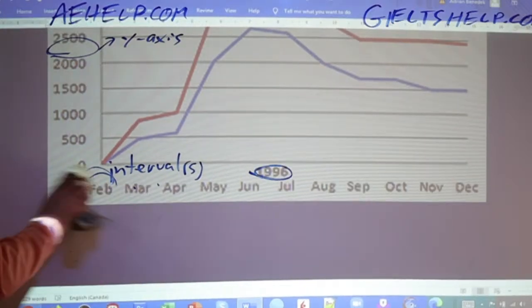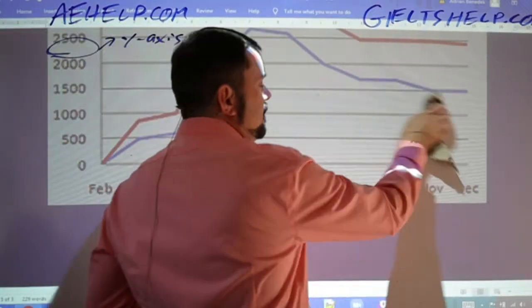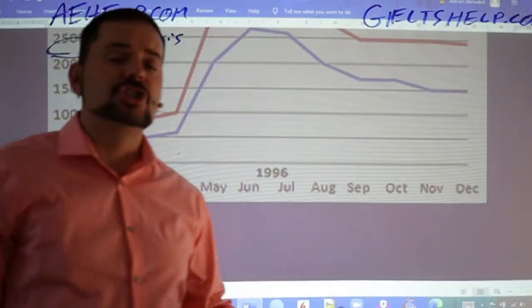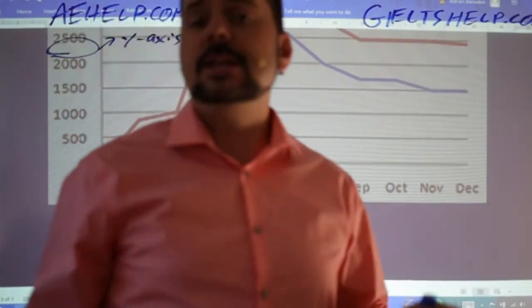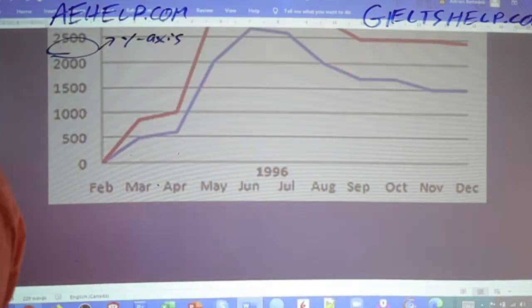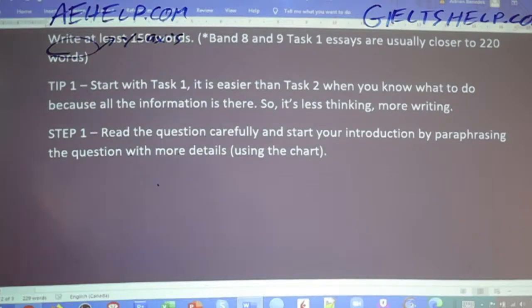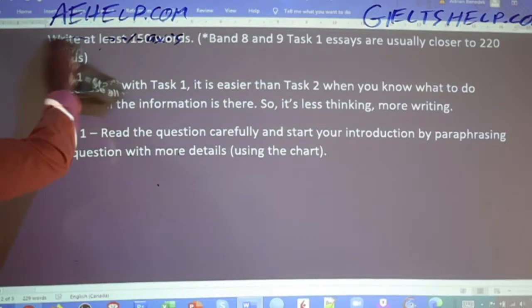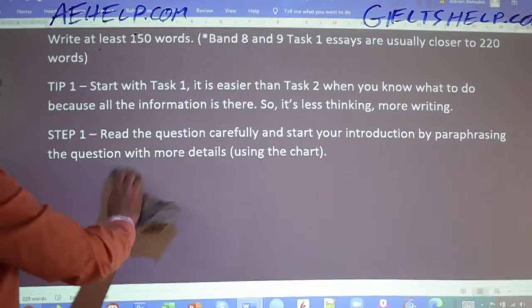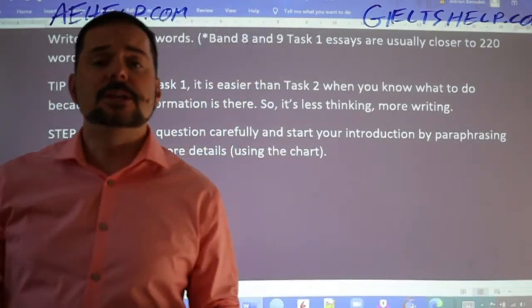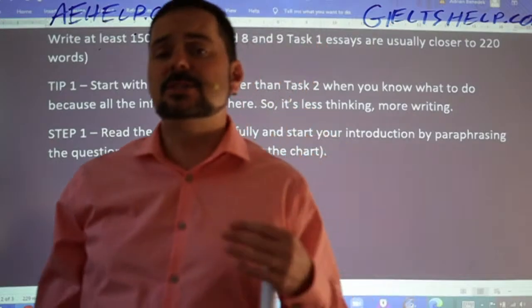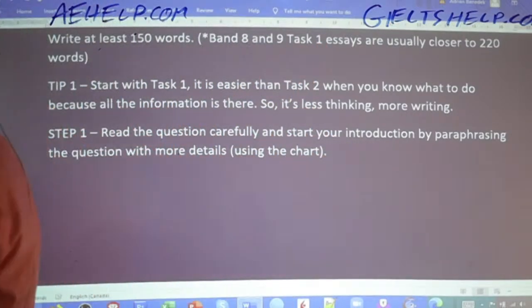Good job. Okay, so now that I have all of this information, I can write my introduction. Okay, the introduction for task 1 is short, and again, it's a paraphrase of the question with these details that I just showed you. Okay, so read the question carefully, start your introduction by paraphrasing the question with more details. Okay, don't make mistakes on the introduction of task 1 because that looks really bad. It's the start of your entire writing section. If you make mistakes at the very, very beginning, it looks terrible. So careful, be extra careful with spelling, double, triple check.